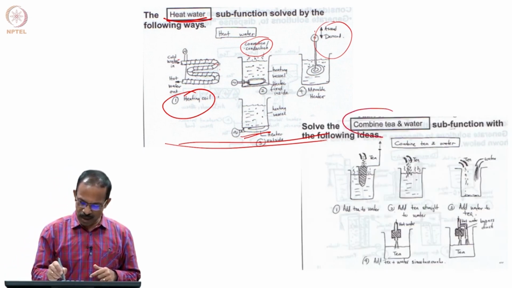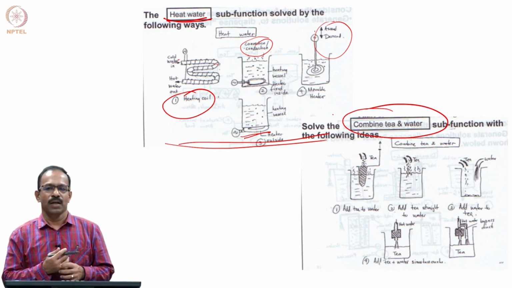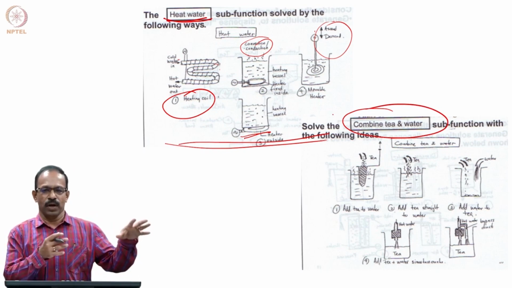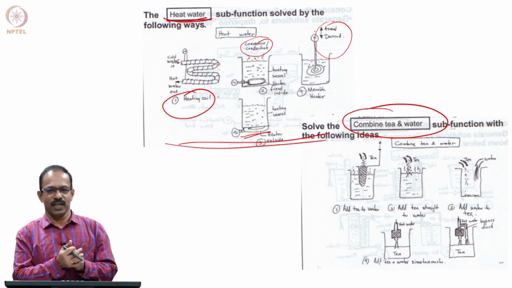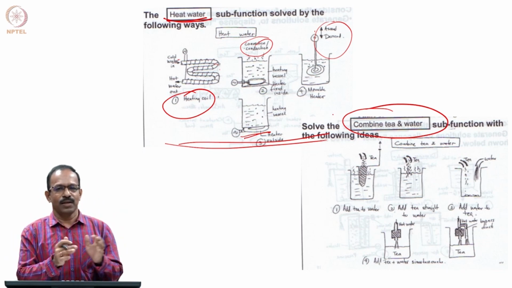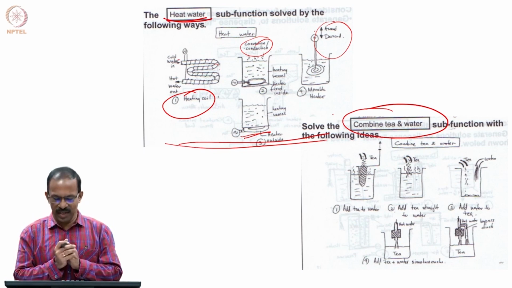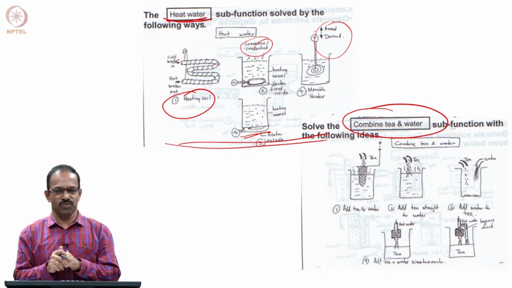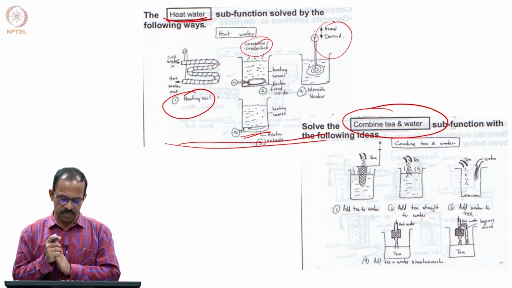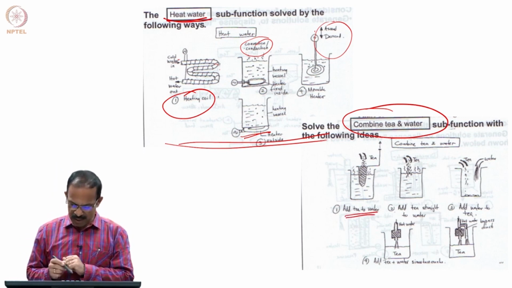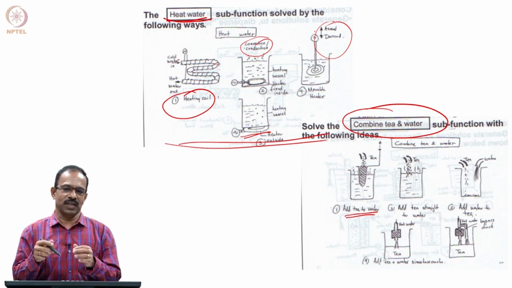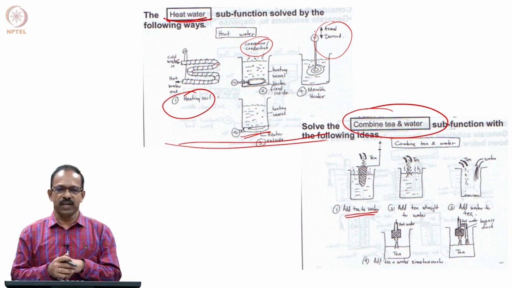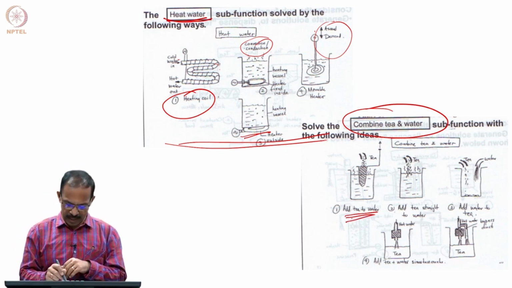Another function is combine tea and water. You need to have a fixed amount of tea and a fixed amount of water, and then the water is heated. Now, you need to mix this tea and water. So, how do we do this? We can have different ways of doing this. One is to add tea to the water. You have the water boiling, a fixed amount of water is taken, and then it is boiling, and then you add the tea powder directly like this.